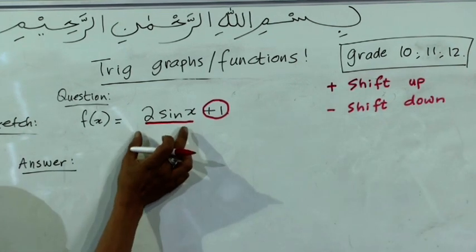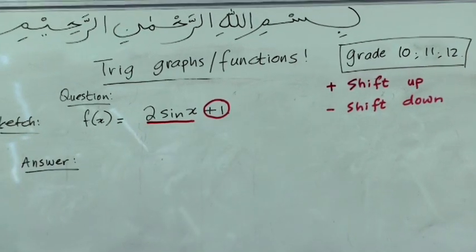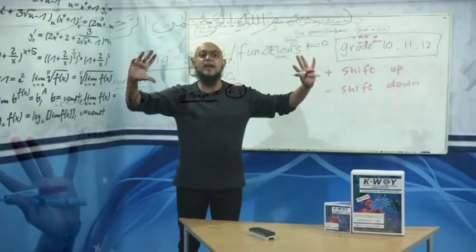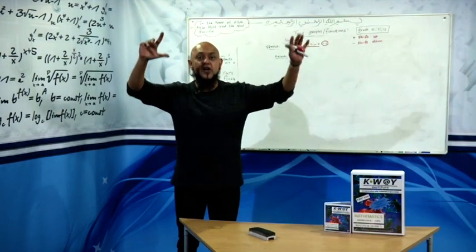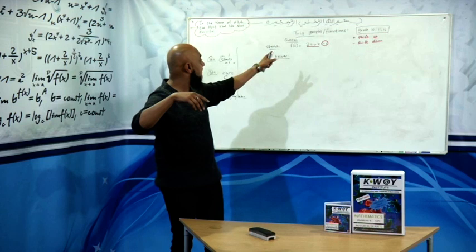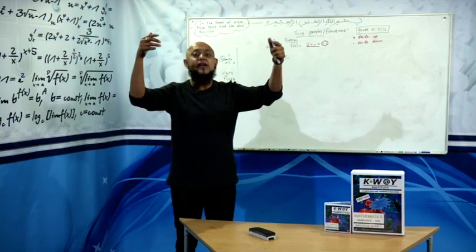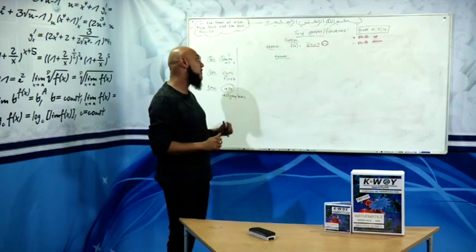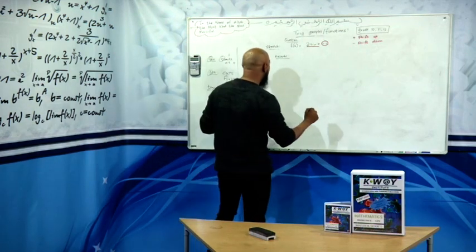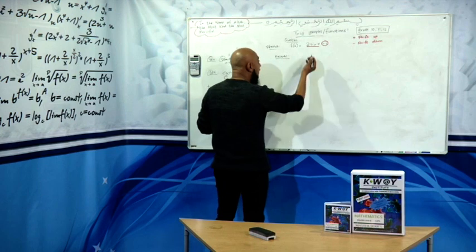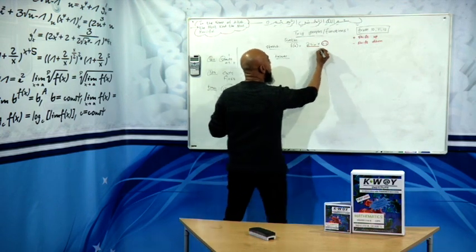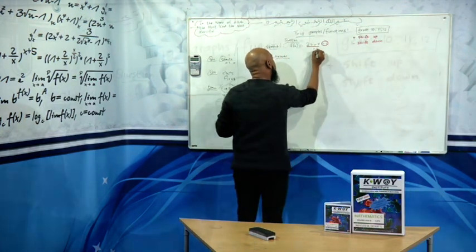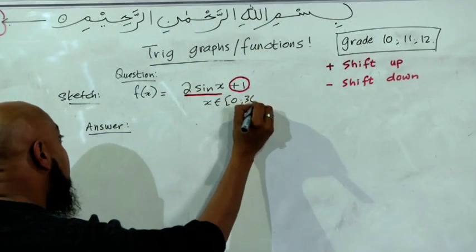That means after sketching your 2 sine x graph, that entire graph needs to be shifted 1 unit up. And if it was 2 sine x minus 1, it means that entire 2 sine x graph needs to be shifted 1 unit down. So let's get started. Let's draw, and they also tell you x is an element of 0 to 360 degrees.